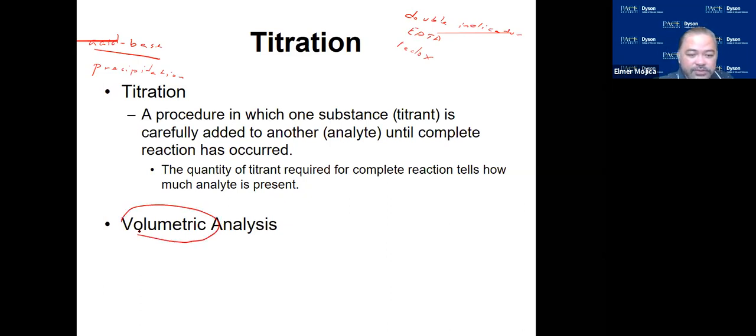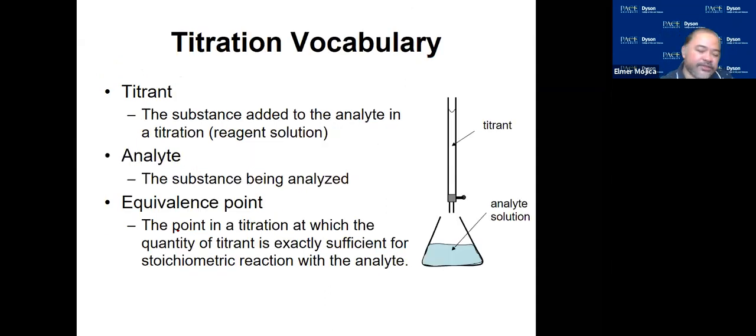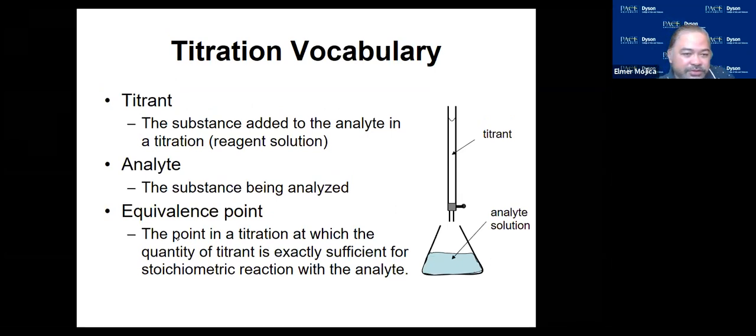Remember, we have gravimetric analysis based on gravity, or the weight or the mass. Now, titration is based on the volume. This is a technique in which the volume of material needed to react with the analyte is measured. So maybe we can recall some of the terms that we use in titration.